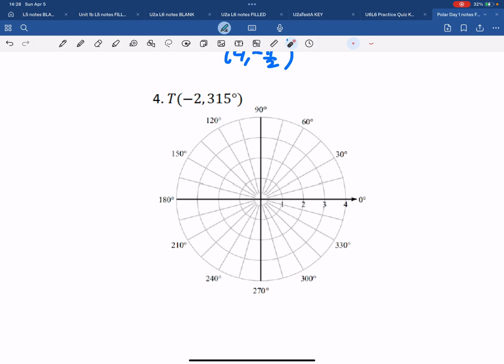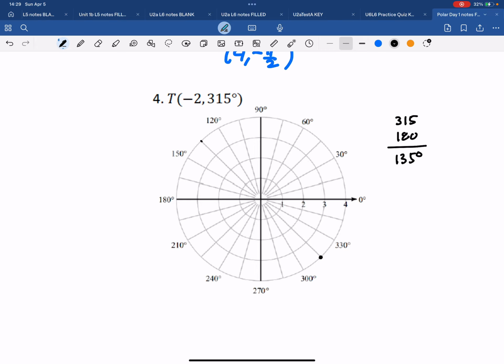Last one, negative 2, 315. Okay, so for 315, that's going to be right here. So we would rotate around towards there, but again, instead of going towards it at a distance or a radius of 2 units, we go away from it. So I need to go 180, 315 minus 180. What is that, guys? That is 135 degrees, right?